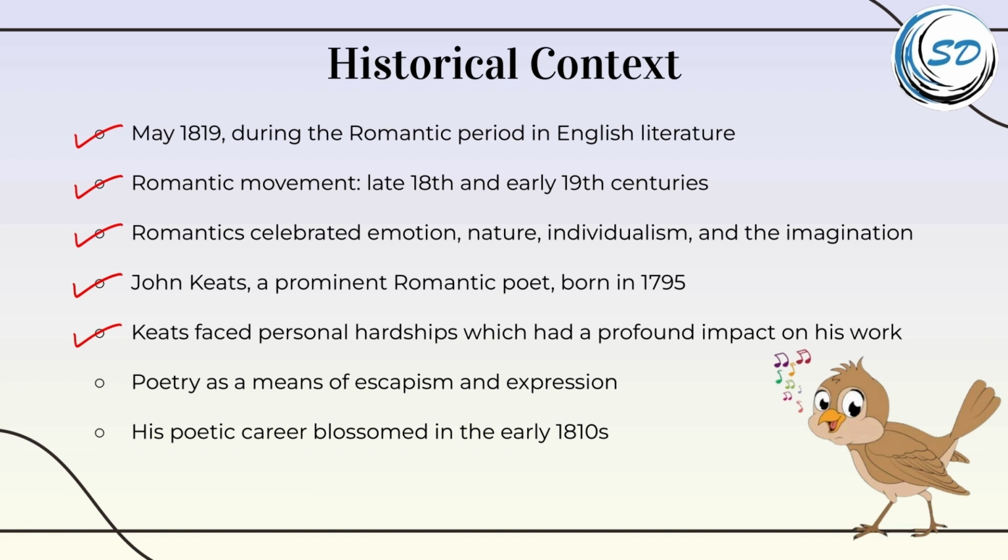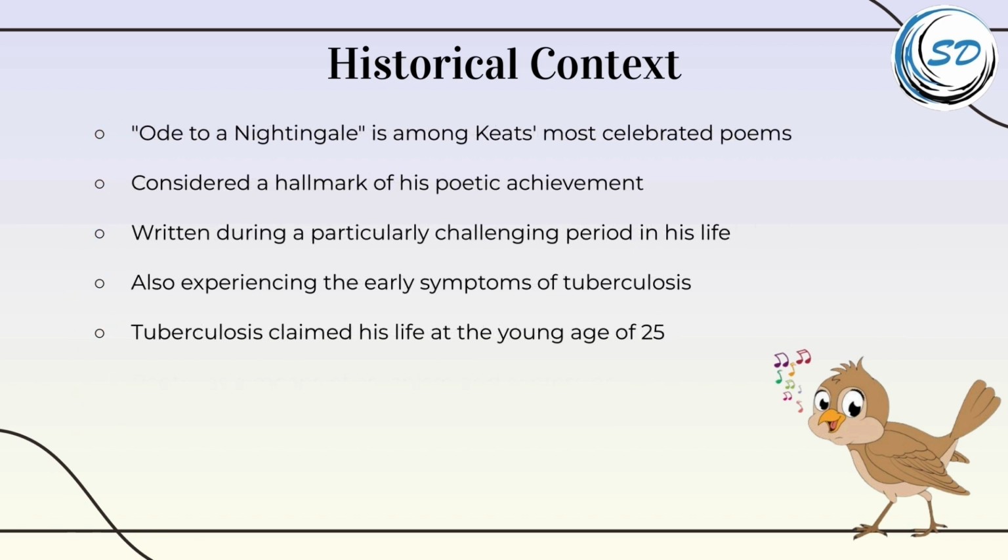Born in 1795, Keats faced personal hardships, including the death of his parents and younger brother, which had a profound impact on his work. He turned to poetry as a means of escapism and expression, and his poetic career blossomed in the early 1810s. This is one of Keats' most celebrated poems and is considered a hallmark of his poetic achievement. It was written during a particularly challenging period in his life when he was grappling with financial struggles, personal loss, and concerns about his own mortality.